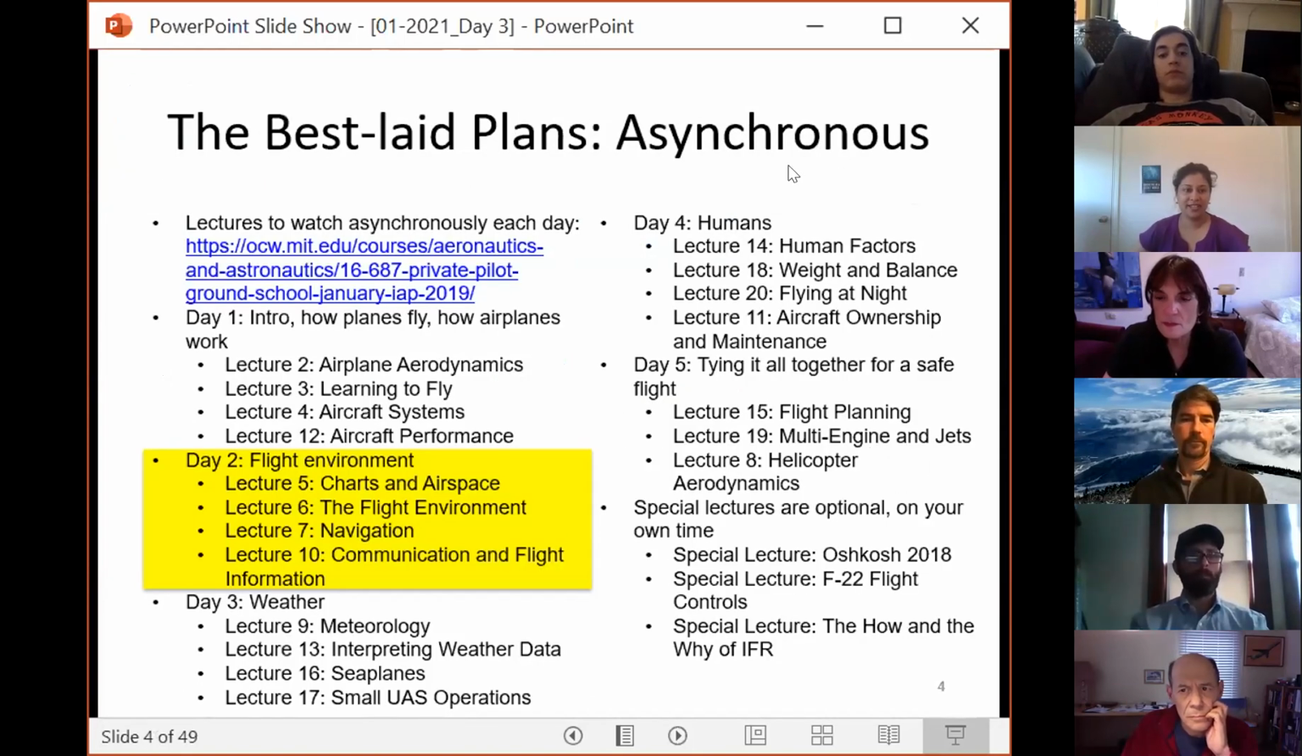So again, with our asynchronous learning plan, yesterday was all about the flight environment, the charts and airspace, the navigation, communication, and so we'll dive into that. And today is going to be all about weather, as well as seaplanes and drones.